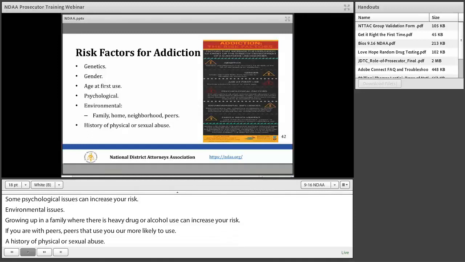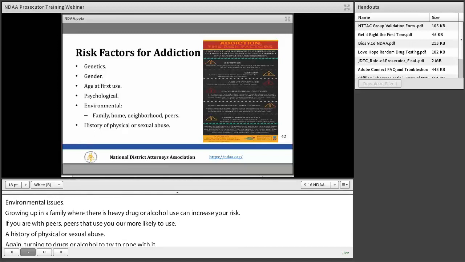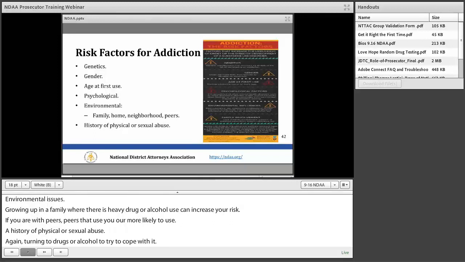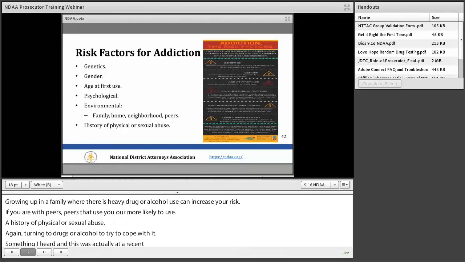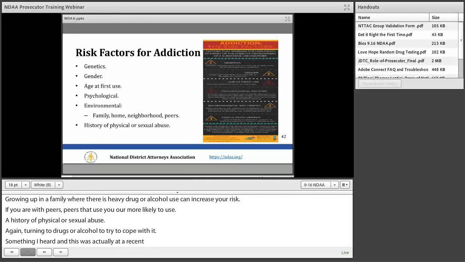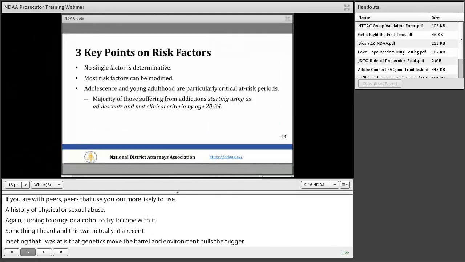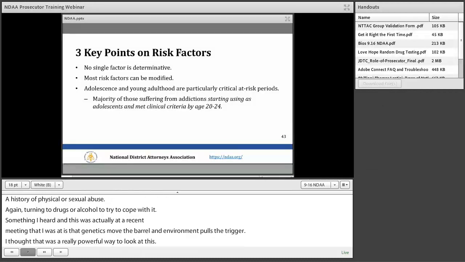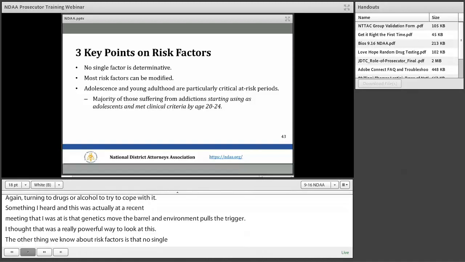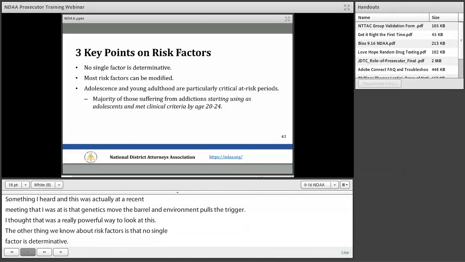Something I heard, and this was actually at a recent meeting that I was at, is that genetics load the barrel and environment pulls the trigger. And I just thought that was a really powerful way to look at this. The other thing we know about risk factors is that no single factor is determinative, and most of these risk factors can be modified. But we do know that adolescence and young adulthood are particularly critical at-risk periods.